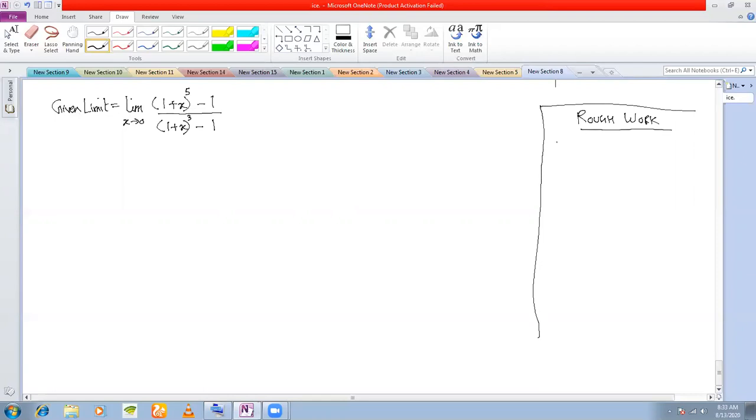What is the expression? Limit x tends to 0. So put x is equal to 0. So what do you get? 1 plus 0 to the power of 5 minus 1 divided by 1 plus 0 whole cube minus 1, which is 0 by 0. So this is a 0 by 0 form. So you can use L'Hospital's rule.